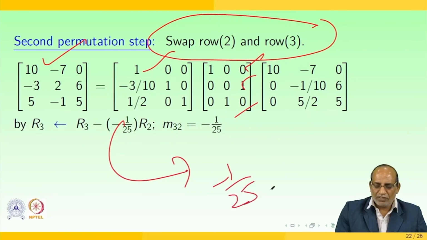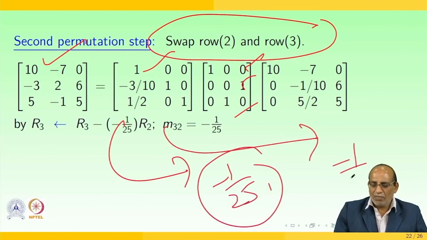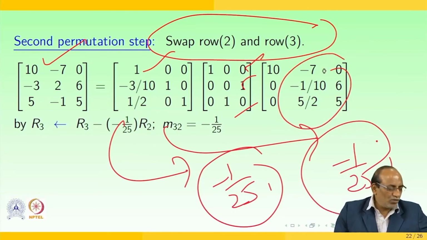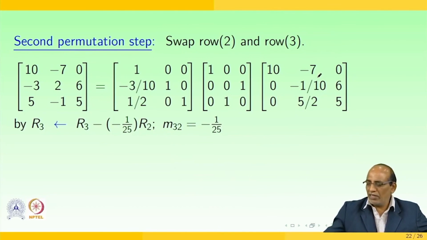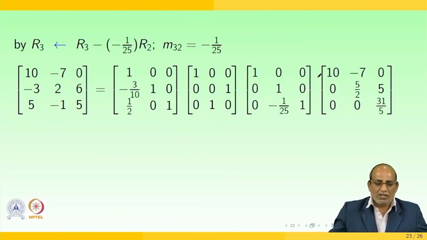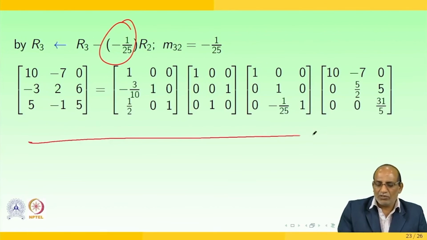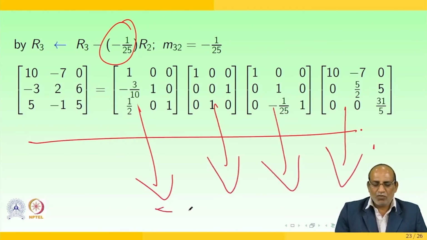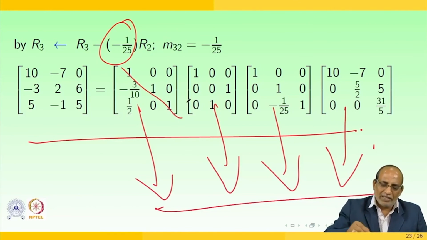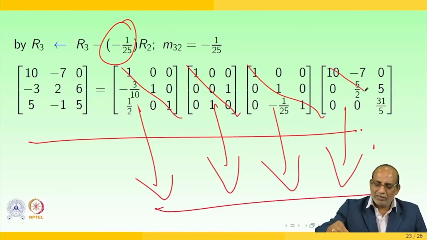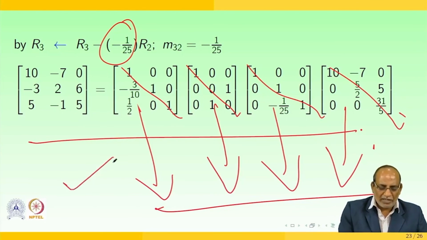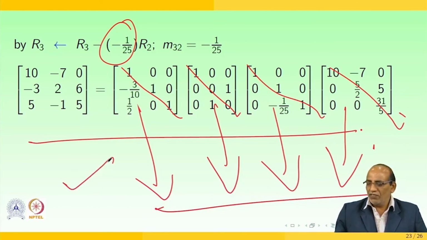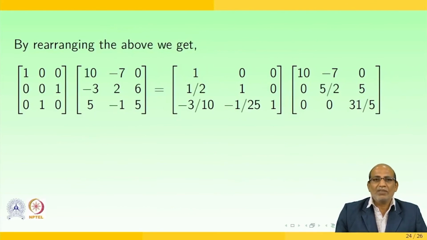Minus 1 by 25 is a multiplier, and similarly minus 1 by 25 is the multiplier over here. With these multipliers, it boils down to this matrix. So you have this matrix, this matrix, another matrix, and another matrix: four different matrices. This is the main diagonal, this is the main diagonal, and so on, right?